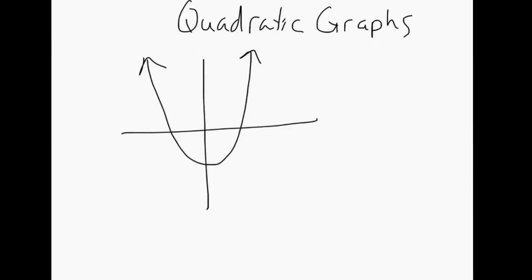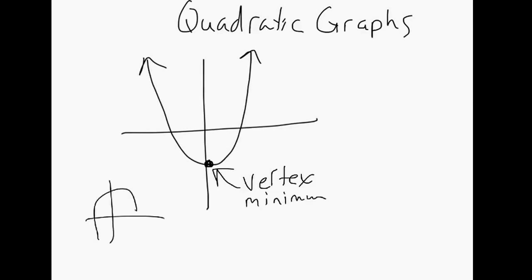Alright, quadratic graphs in general, some important parts are, this point down here is called the vertex. In this particular instance, this is a minimum. If it were upside down, then this would be a maximum. It's written as an ordered pair. In this case, this one might be (0, -3) if it's down 3 units.